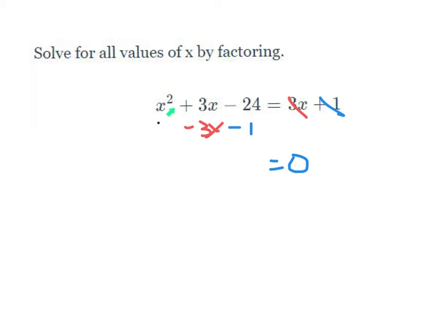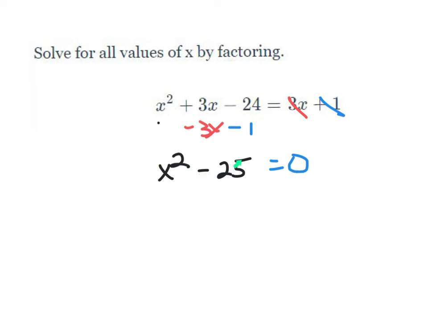Well, now on the left side, we can just bring down our x squared. All right, but then we have a 3x minus 3x. Well, that's 0x. So we're not going to write 0x, okay? But over here we have negative 24 minus 1, and negative 24 minus 1 is negative 25 or minus 25. So now what you're factoring is x squared minus 25 equals 0.